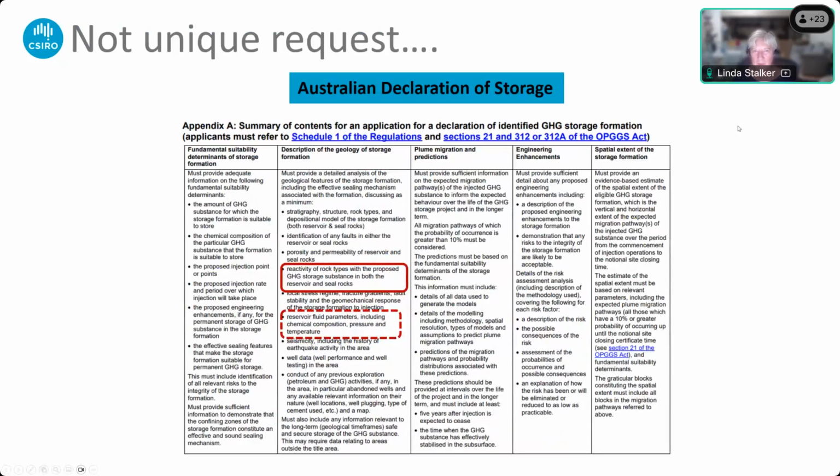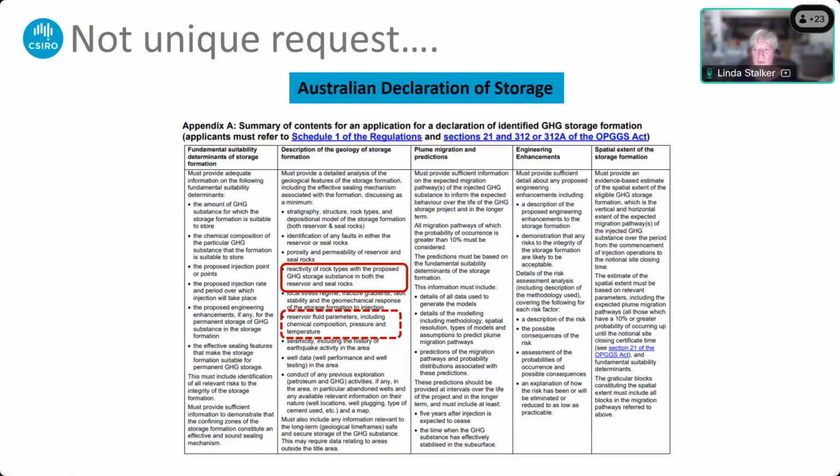And the US is not alone in asking for work to be done on geochemistry for carbon storage locations. So this is an extract from the Australian Declaration of Storage that a proponent would have to submit. And in addition to all the other bullet points on this table, you are being asked to describe the geology of the storage formation as a minimum, reactivity of rock types with the proposed greenhouse gas storage substance in both the reservoir and seal rocks. And also a bit of a nod to the fact that you want to understand the reservoir fluid parameters, including chemical composition, pressure and temperature.